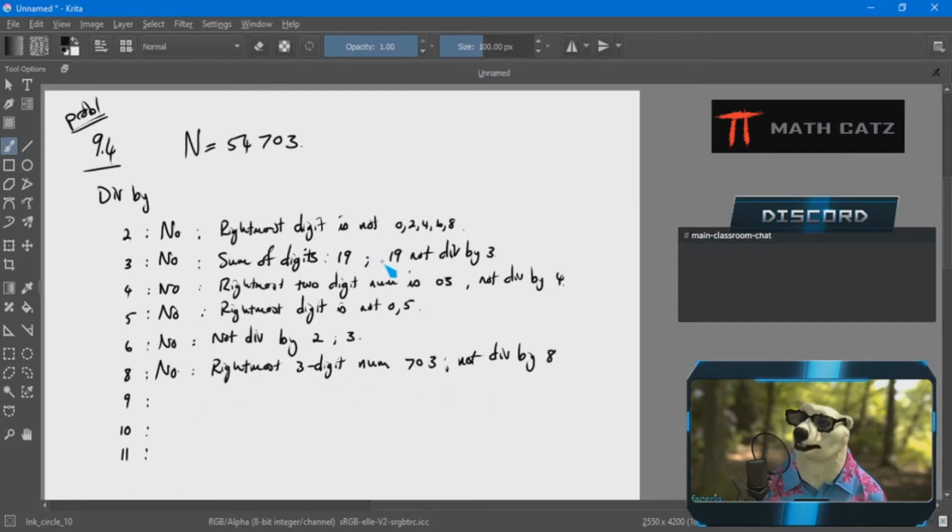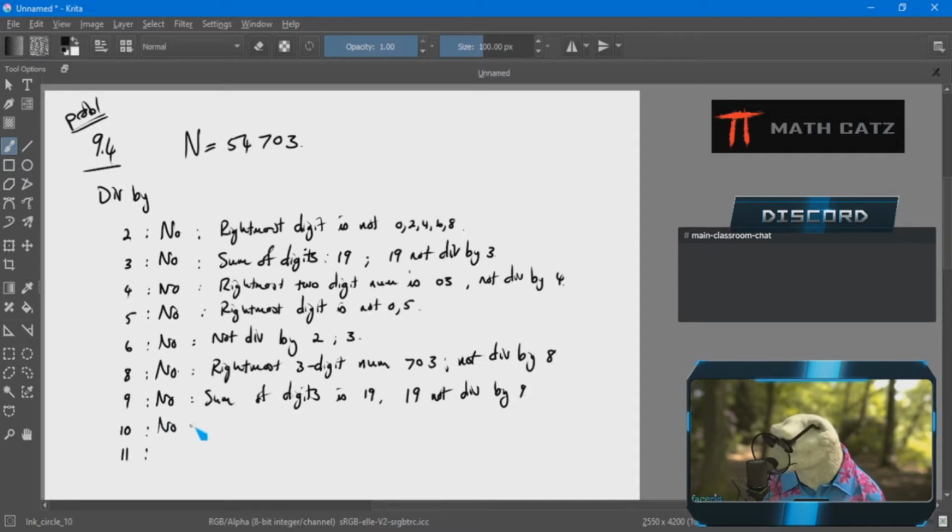And then I would have to check further. 9, sum of the digits, 19. That's going to be a no. Sum of the digits is 19, not divisible by 9. 10, that'll be another no. The rightmost digit. So whether it's a yes or a no, I still have to explain how it's compared with the divisibility test. So it doesn't really matter if it's yes or no.